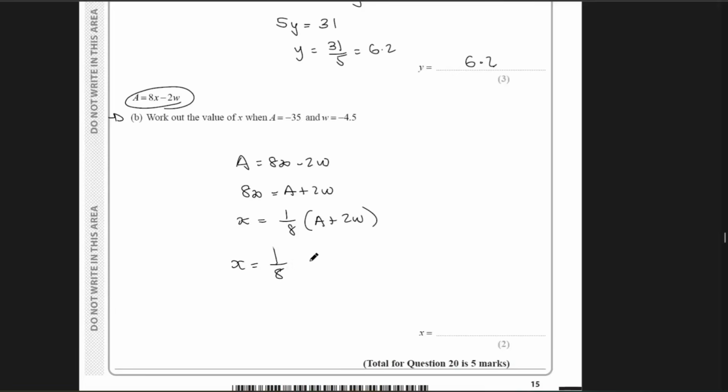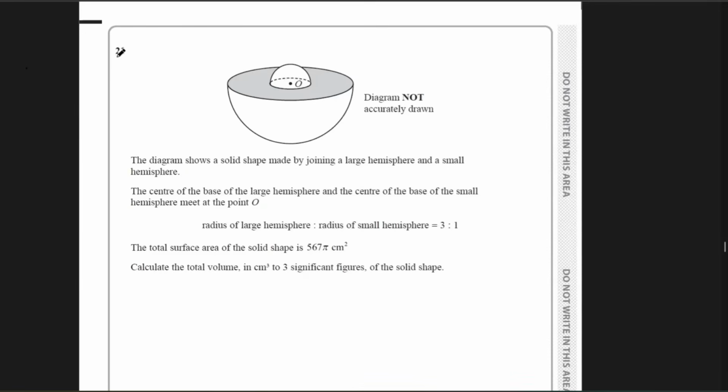So x is equal to 1 over 8. The value of a is minus 35 plus 2 times minus 4.5. It's important to use brackets to not make mistakes with negative signs. So if we put all of this on our calculator, we get minus 11 over 2. The decimal answer would be minus 5.5. That's it.